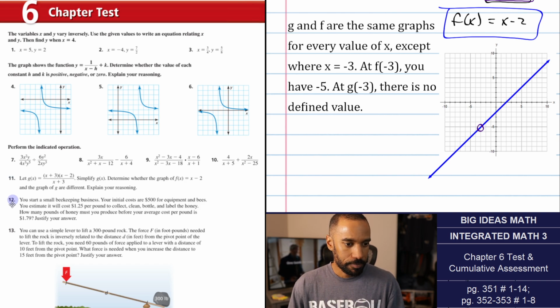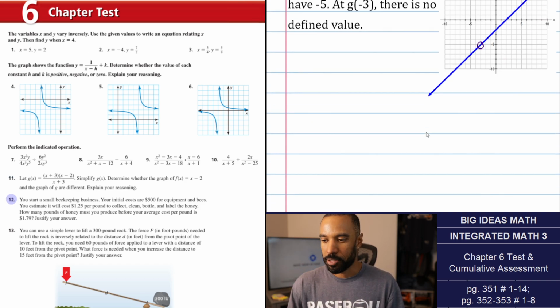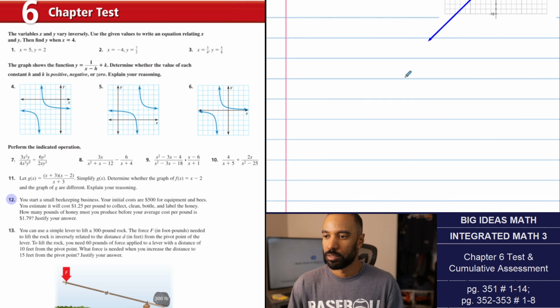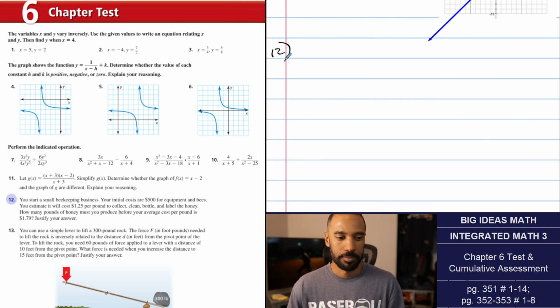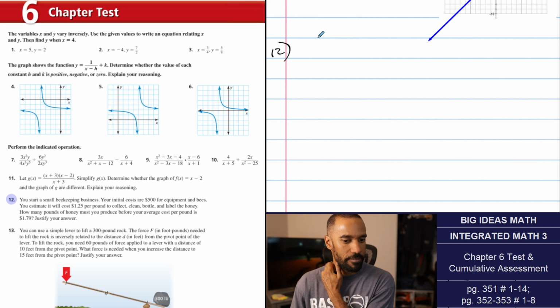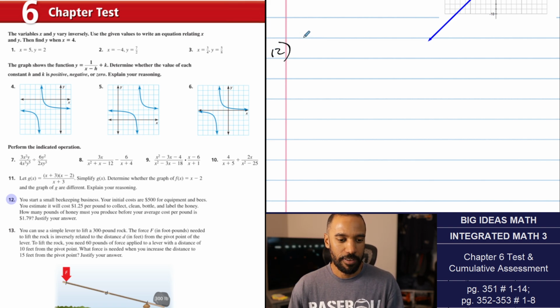All right, number 12. You start a small beekeeping business. Your initial costs are $500 for equipment and bees. You estimate it'll cost $1.25 per pound to collect, clean, bottle, and label the honey. How many pounds of honey must you produce before your average cost per pound is $1.79? Justify your answer. So our average cost I'll put as C. P is the amount of pounds of honey we'll have.